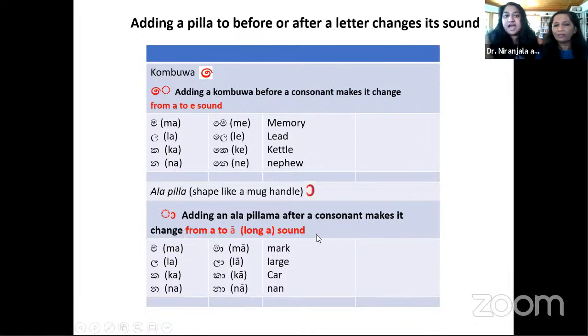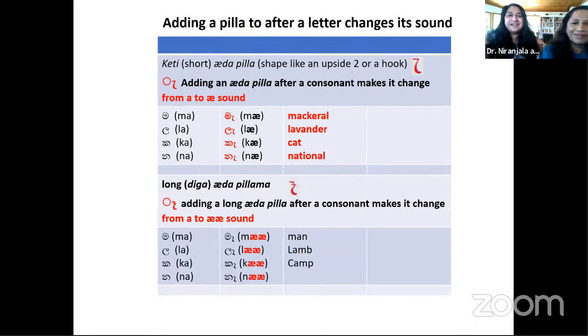So from M to Ma, like mark. From L to La, like large. From K to Ka, like car. From N to Na, like non. Non-bread, yeah. Like non-bread. Well, actually, that should have two A's. That's okay. Non-bread.